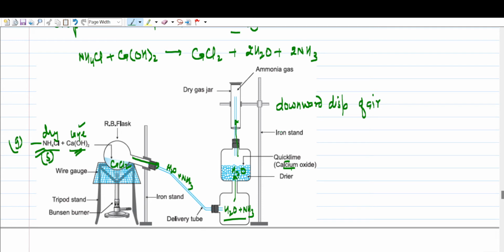Now in both the cases we have used air. Why have we not used water? Because both HCl and ammonia are water soluble gases. Okay, now the question may be asked why we have taken calcium oxide, why can't we use H2SO4? We can't use H2SO4 because the ammonia gas is basic and sulfuric acid is acid.